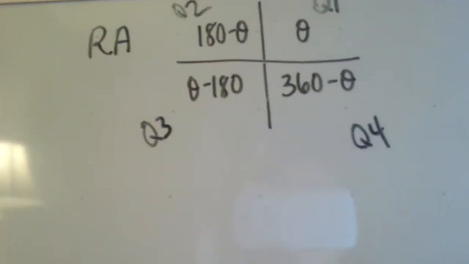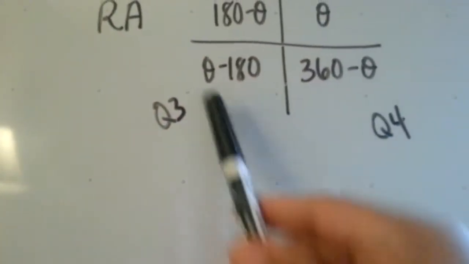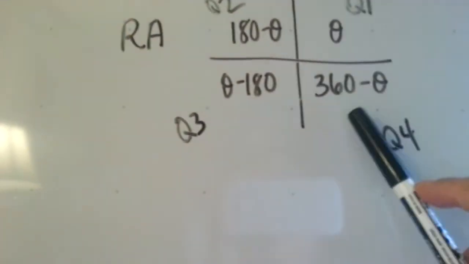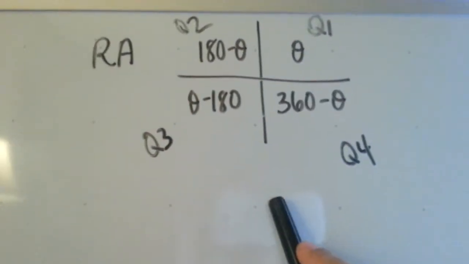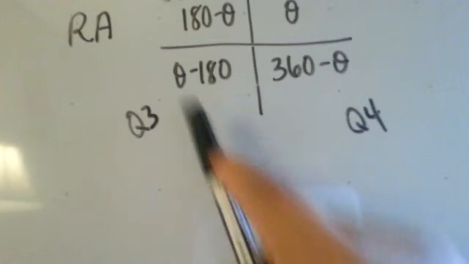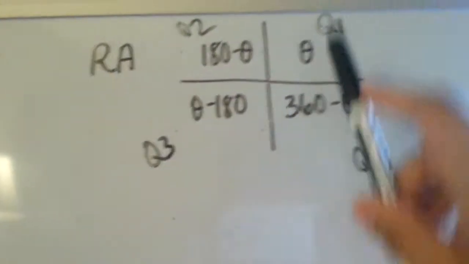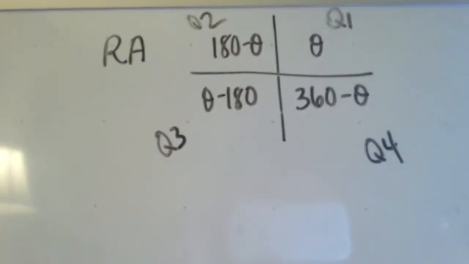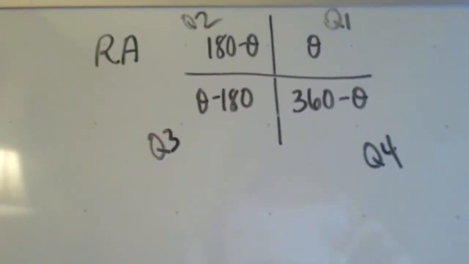So if your angle is bigger than 360, you're going to have to subtract to get it between 0 and 360. If it's negative, you'll have to add to get it in between here. If they give it to you in radians, then you'll have to convert to degrees so that you can place it in a quadrant. Once you place it in a quadrant, you apply one of these 4 formulas, and then you get your answer. Alright, let's do example number 1.